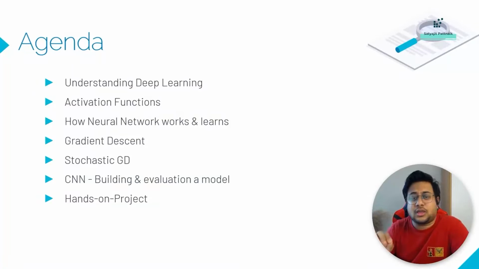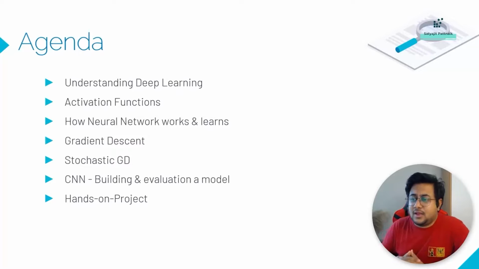We shall first be talking about the basics of deep learning. We'll try to understand what exactly is deep learning and what exactly are neural networks. We'll also be understanding the different activation functions that are available. Apart from that, we'll jump into how neural networks work and learn. After that, we'll be talking about concepts like gradient descent and stochastic gradient descent, which are some of the most important topics when it comes to deep learning. We'll also be talking about concepts like forward propagation, backward propagation, and so on.